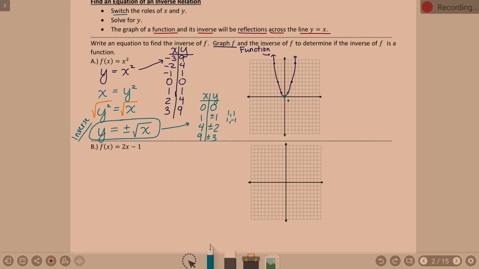Okay. What about 4 plus or minus 2? I'm going to go what? Over 4, up 2. And I'm going to go over 4 and what? Down 2. And can we do it again? 9 plus or minus 3, so over 9, up 3, over 9, down 3. What is this?